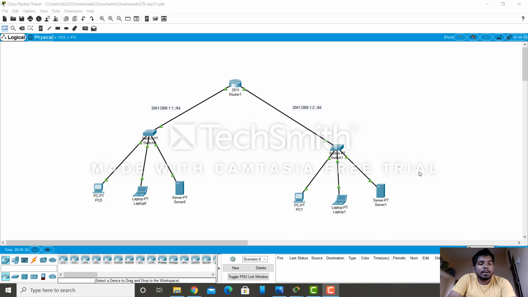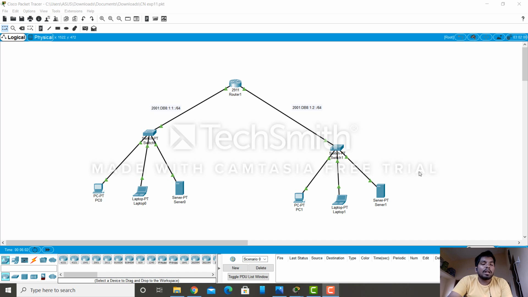Now I need to explain about the procedure. First, configure router interfaces. Second step, use auto configuration to obtain the IPv6 address. Then test and verify the configuration. This is the aim of this experiment also.